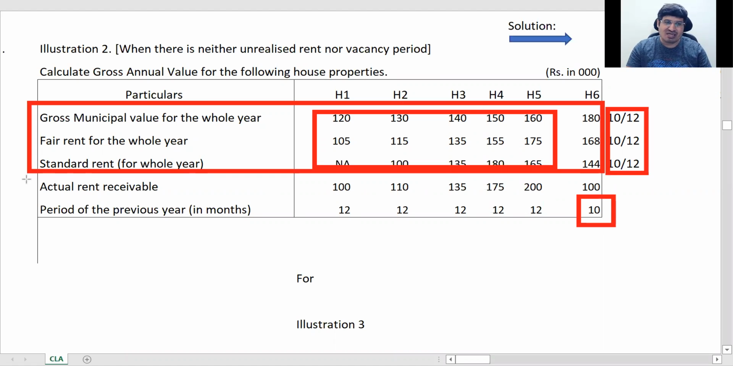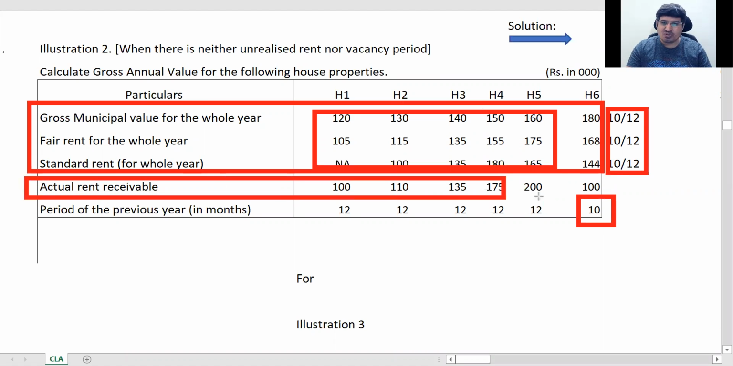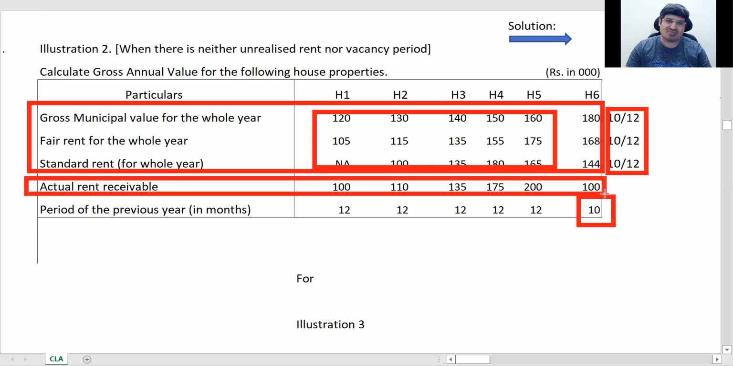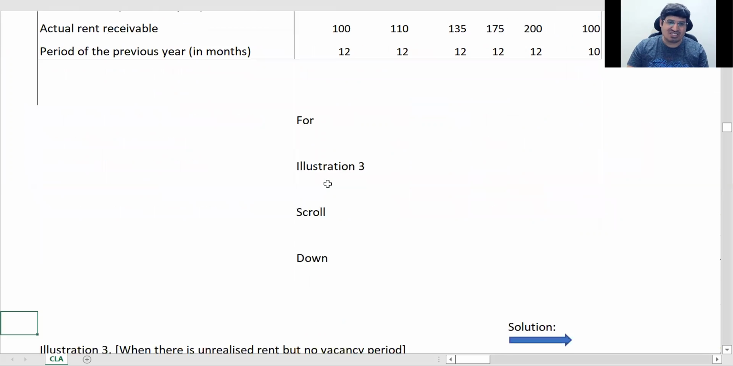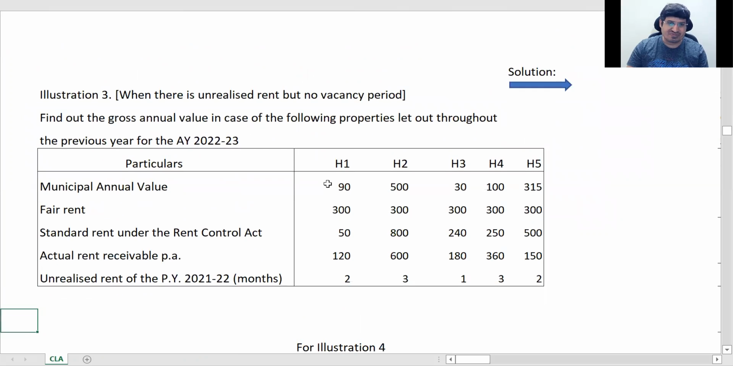But this actual rent received or receivable, this is situational. So that is the difference between these two. So then based on this, we have solved this problem, right? Now we'll go to illustration 3. Here in illustration 3, it says that when there is unrealized rent, but no vacancy period. So still no vacancy period. When we come to vacancy period, we will need that 4-point explanation.